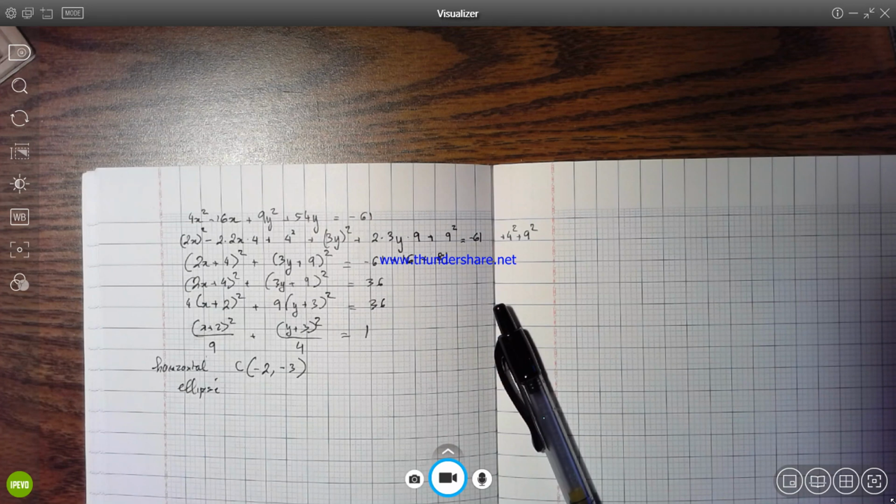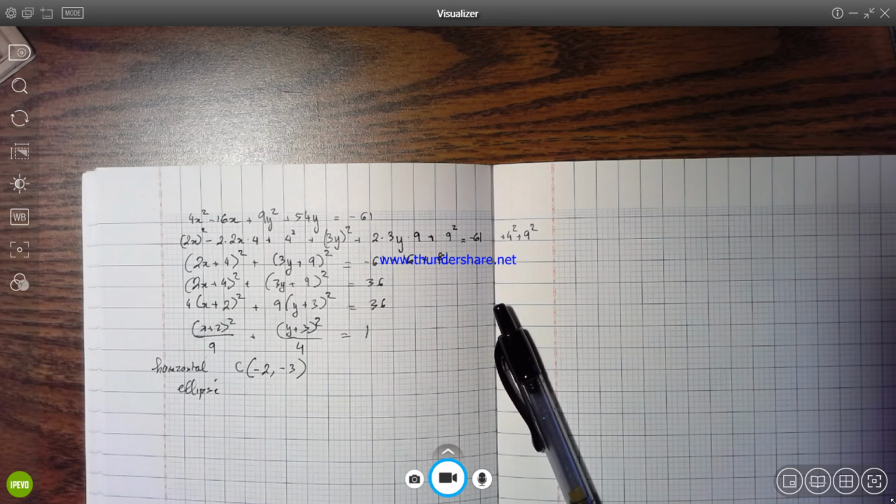I try to give you another example where we have to write the equation of an ellipse whose center is not at the origin. But I couldn't find any. Let me see. How about this? Oh, it looks like I can find one. Oh yeah, right here, guys. You got it.